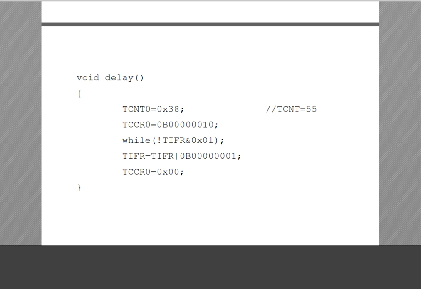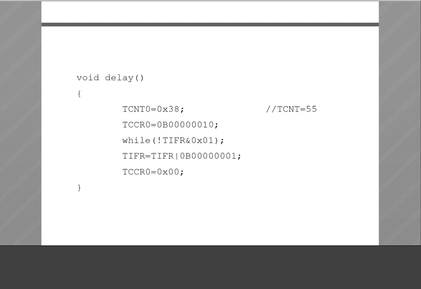That means we start not from 0. We start from 56: 56, 57, 58, 59, 60, 61, 62, up to the top. What's the top? The top is 255. That's right. So this is initialized from 56 to 255.